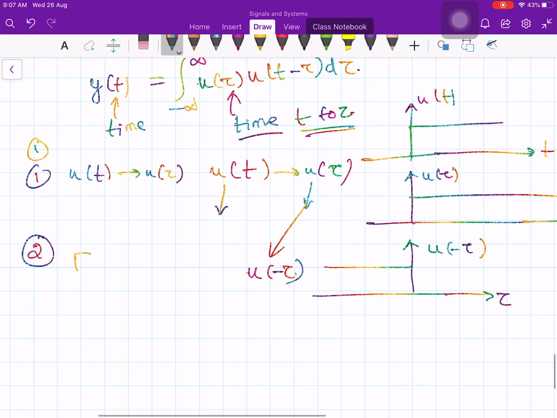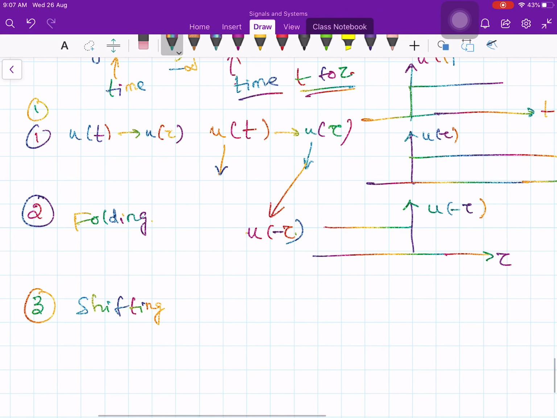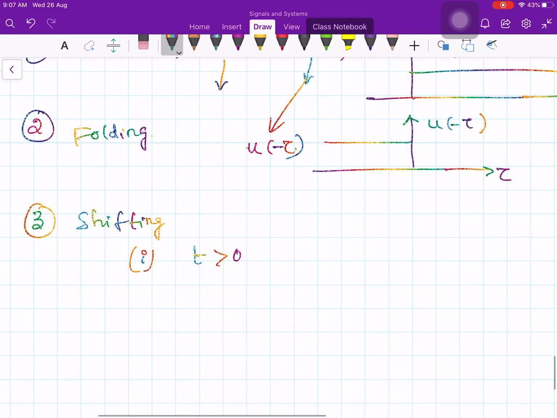What is the third step? Third step is shifting, either a shift to the left or to the right, and then multiply. Now here we can do two types of shifting, one is to the left and another one is to the right. The first one is, let's say t is greater than 0. When t is greater than 0, that means you are shifting the function to the right like this.